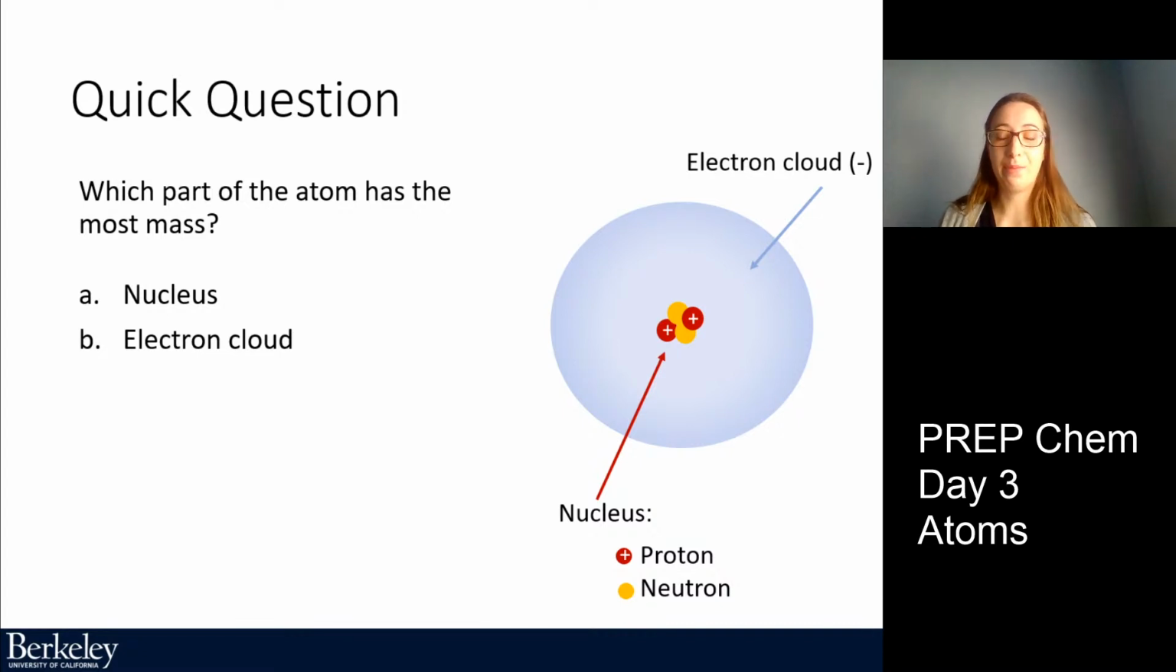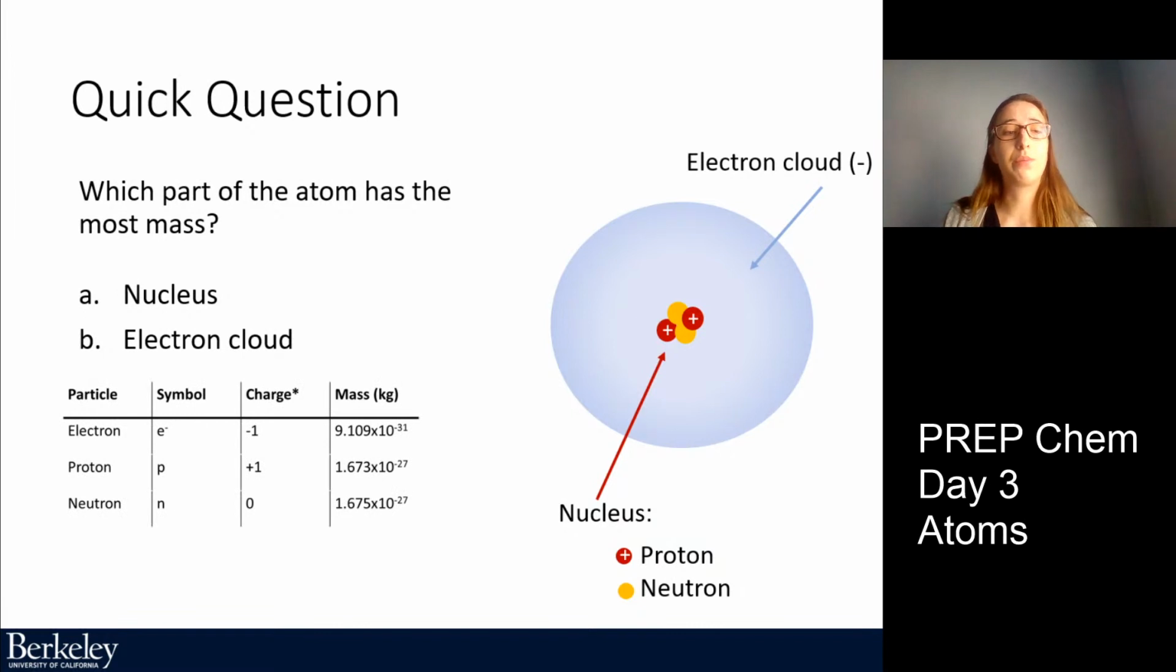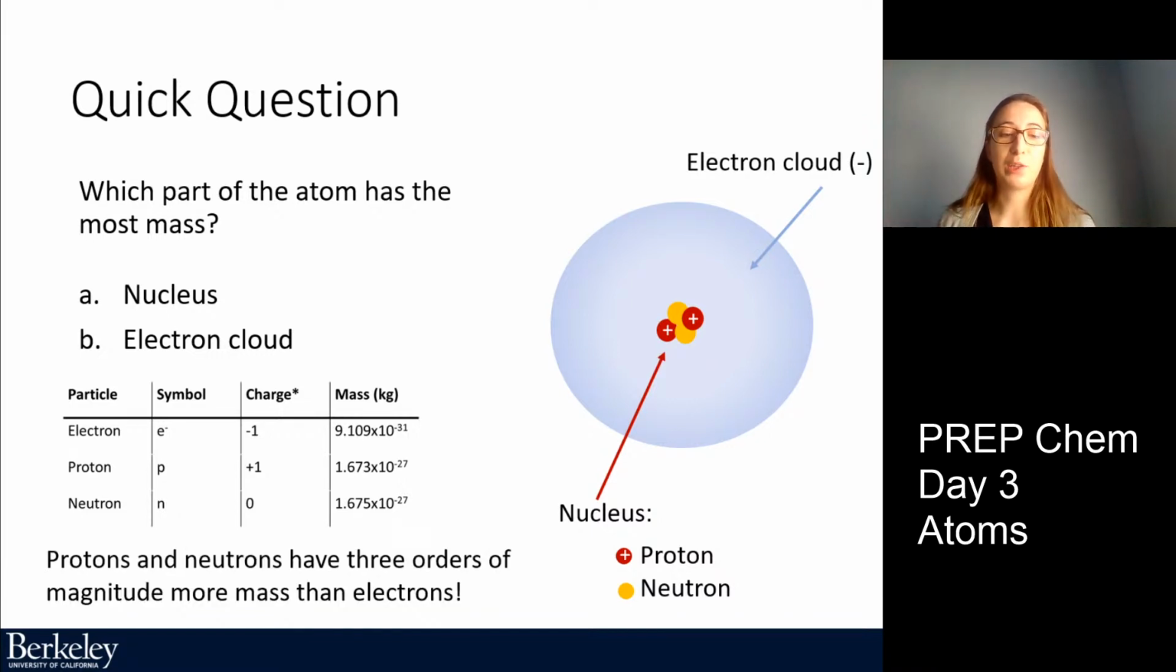So which part of the atom has the most mass? If we think back to the table I showed on the previous slides, we can look and see the mass of the electrons, protons, and neutrons. You can see that the protons and neutrons have 3 orders of magnitude more mass than electrons. So that means that most of the mass in the atom is going to be from the nucleus, just because the nucleus is where all of the protons and neutrons are.